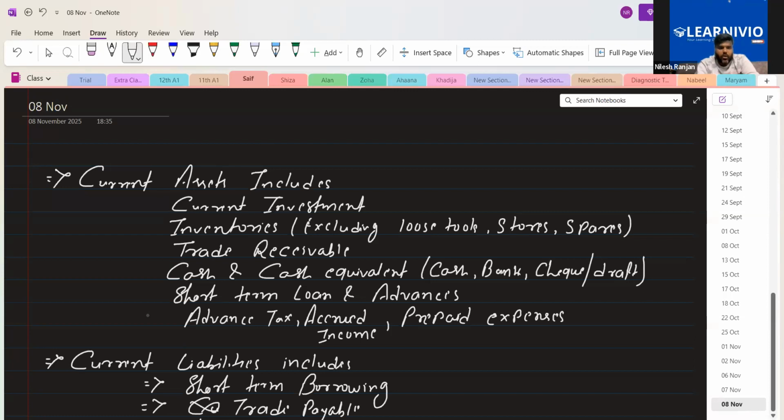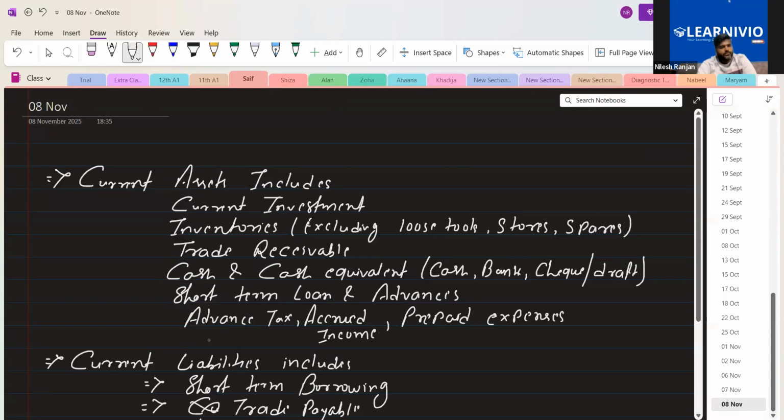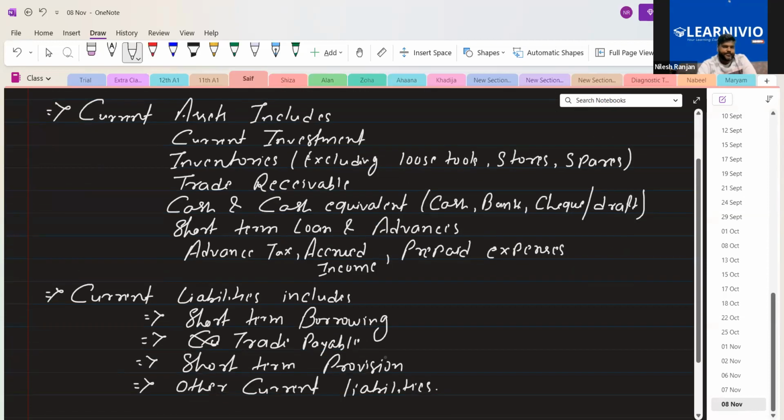Yes, sir. Also, in other current assets, we have to consider only three: advance tax, accrued income, prepaid expenses. There are some more than this, but we have to consider only these three. That's why I have written only three. In the same way, in current liabilities there are no changes, everything is the same as the format. So please write this. All right.